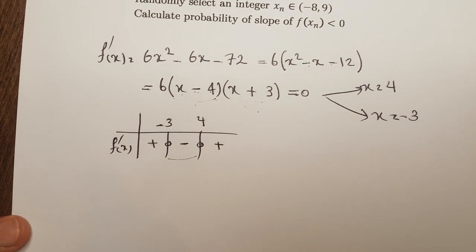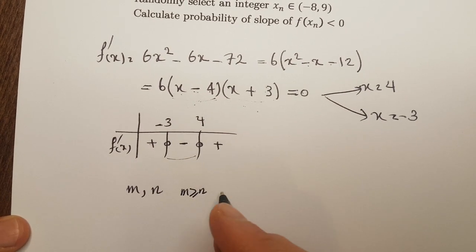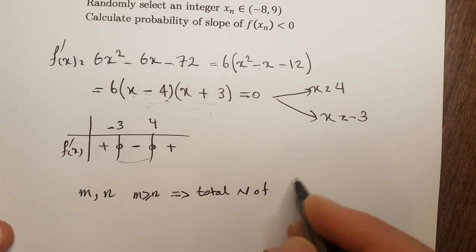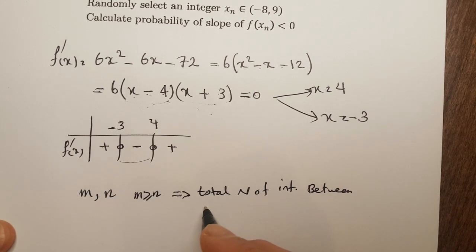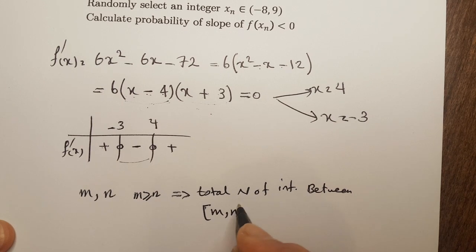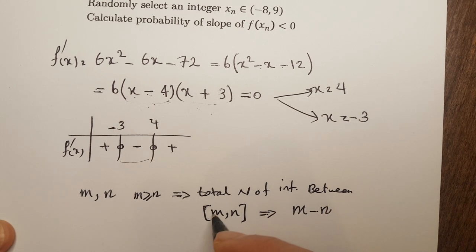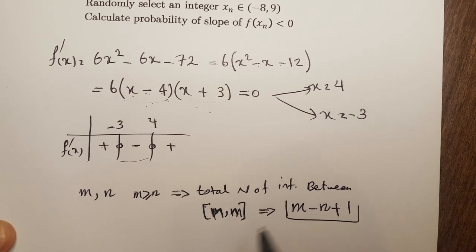From number theory, we know that if we want to know the number of integers between two integers m and n, where m is more than or equal to n, including themselves, the total number of integers within the interval of m and n, which includes m and n themselves, will be, so sorry, this is going to be n to m, will be m minus n plus 1.